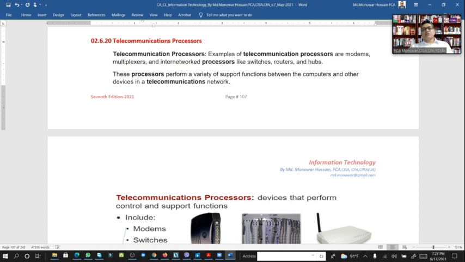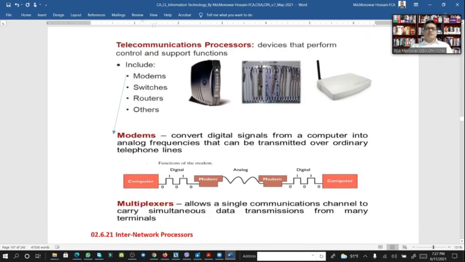A telecommunication processor. Examples of telecommunication processors are modems, multiplexers, and internetwork processors like switch, router, and hub. These processors perform a variety of support functions between the computers and other devices of a telecommunication network. So a telecommunication processor, we can say, is a modem, switch, router, etc.